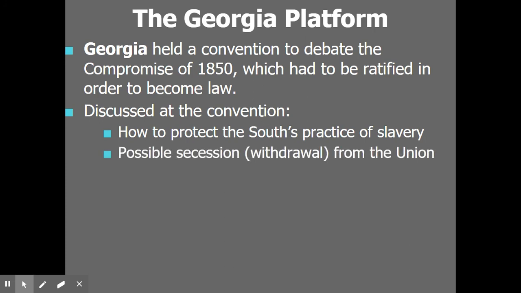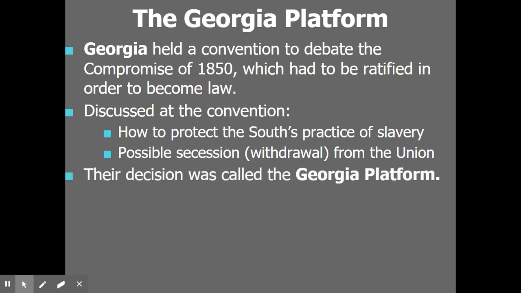And they also talked about possibly seceding or withdrawing from the Union. So this was something that they were discussing in 1850. What they decided to do, that final decision was referred to as the Georgia Platform. Okay. So a platform is something that you stand on. And so this was where Georgia stood in terms of the Compromise of 1850.